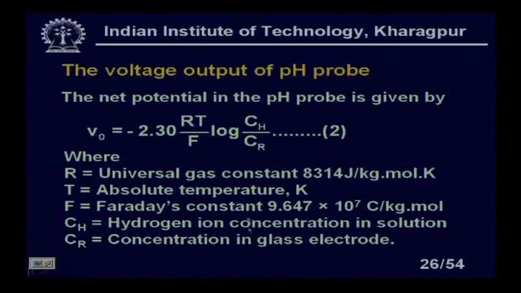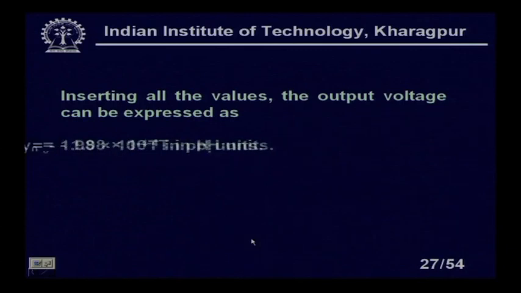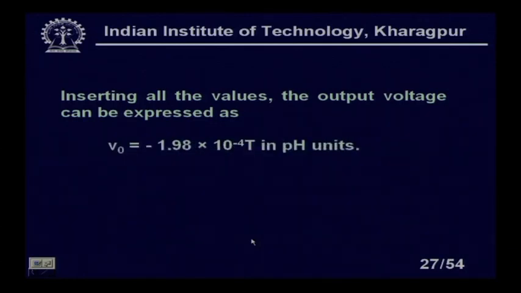So, we will get the voltage output. If I plug in all the values, I get 1.0 for one normal HCl. Inserting all the values, the output voltage can be expressed as V naught equal to minus 1.98 times 10 to the minus 4 T in pH units. So, the pH unit is very small, and it is sensitive to temperature. That is the reason T is there.